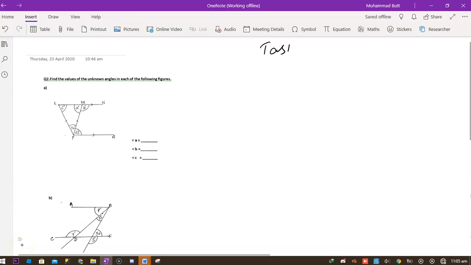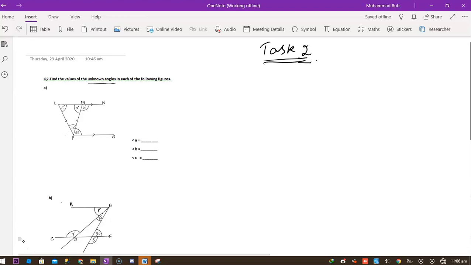Today we'll do question number 2 of task 2. Question number 1 is fill in the blanks, and I think that you can easily do the blanks. Go through the book and then find out the correct answer. So we'll do question number 2 of task 2, that is, find the values of the unknown angles in each of the following figures.